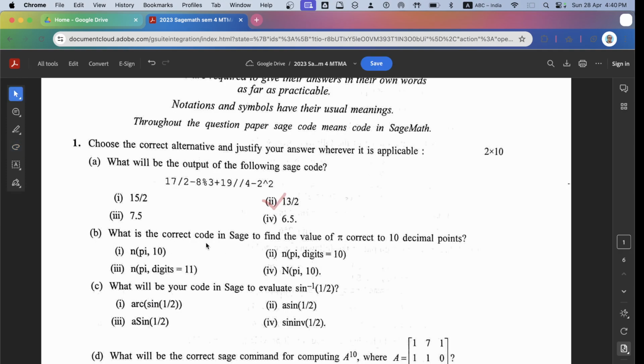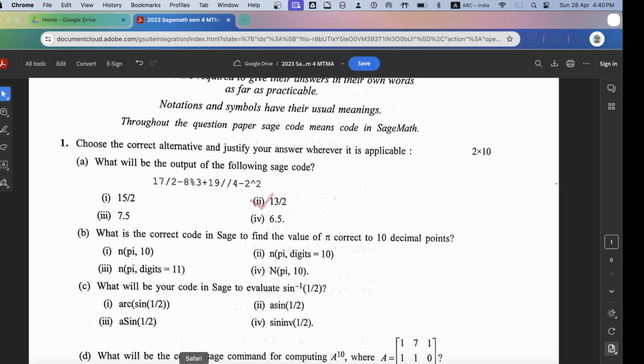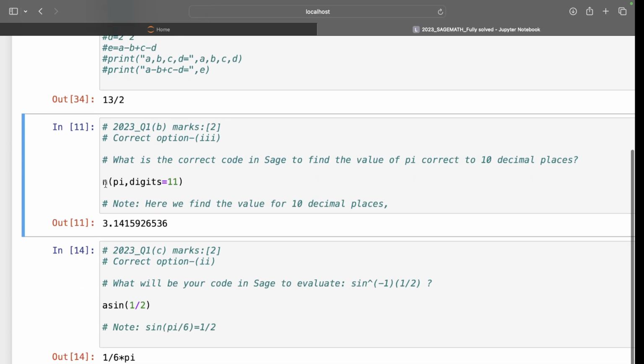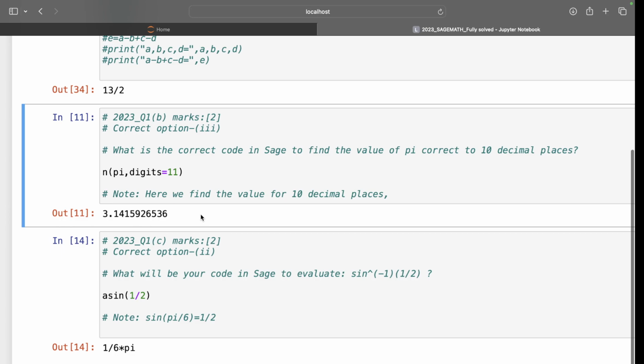Question 1B. What is the correct code in Sage to find the value of pi correct to 10 decimal places? And this is the code. N means numerical approximation, numerical_approx, bracket pi comma d equal to 11. If we put 10 here, then we get the 10 decimal places: 1, 2, 3, 4, 5, 6, 7, 8, 9, 10. If you put 10, then you get 9 decimal places here. So the correct option is 3.